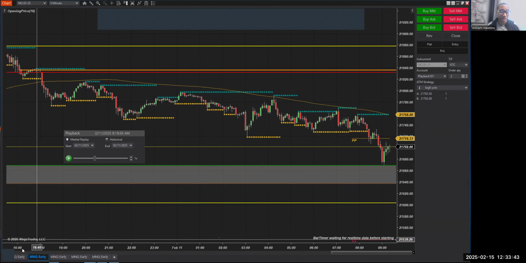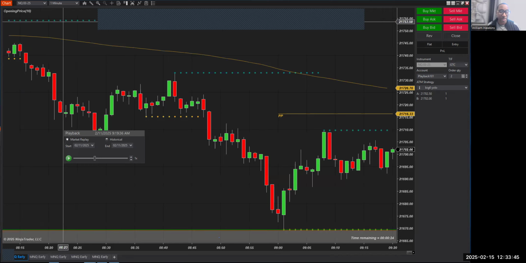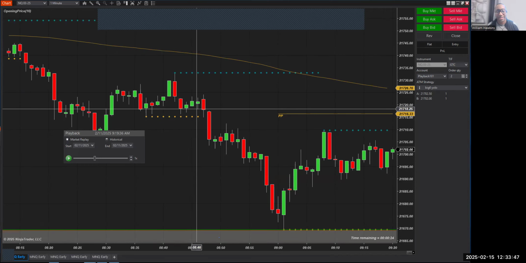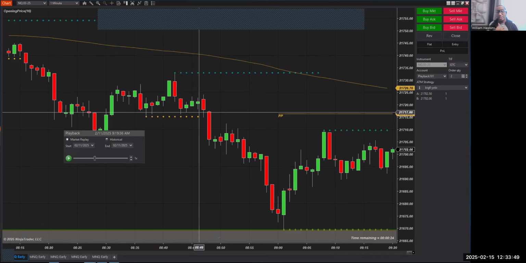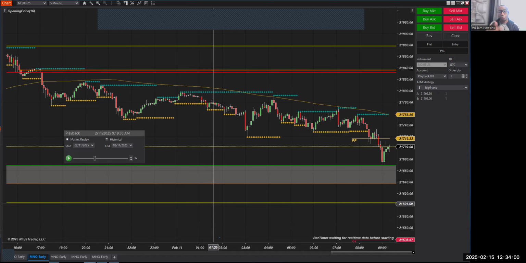Now I do have a 1 minute chart open. I always have a 1 minute chart open on the Nasdaq because what I look for is a doji candle. So on the 1 minute, if I see a doji, I'll look at the 5 minute and I'm waiting for it to rip either up or down, because a doji candle signifies a change of direction.